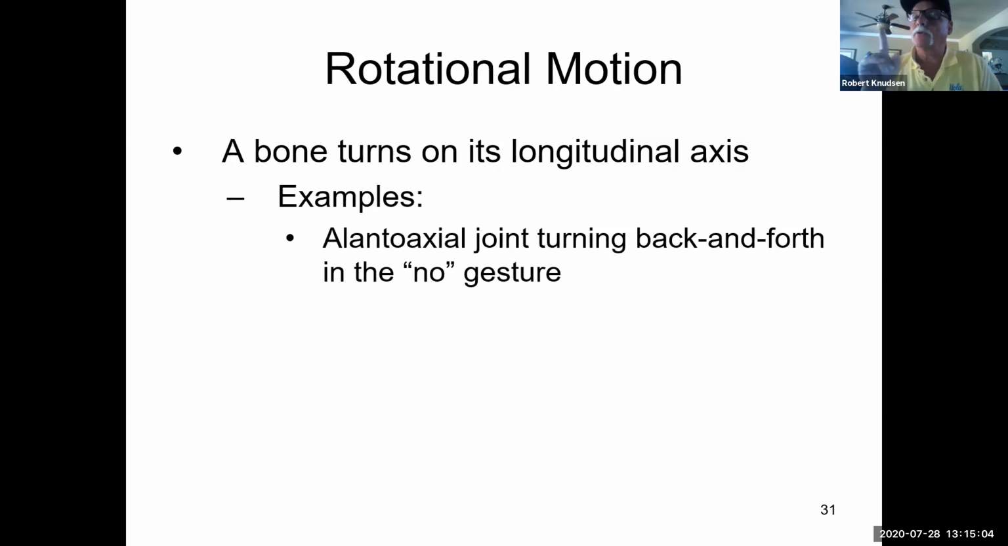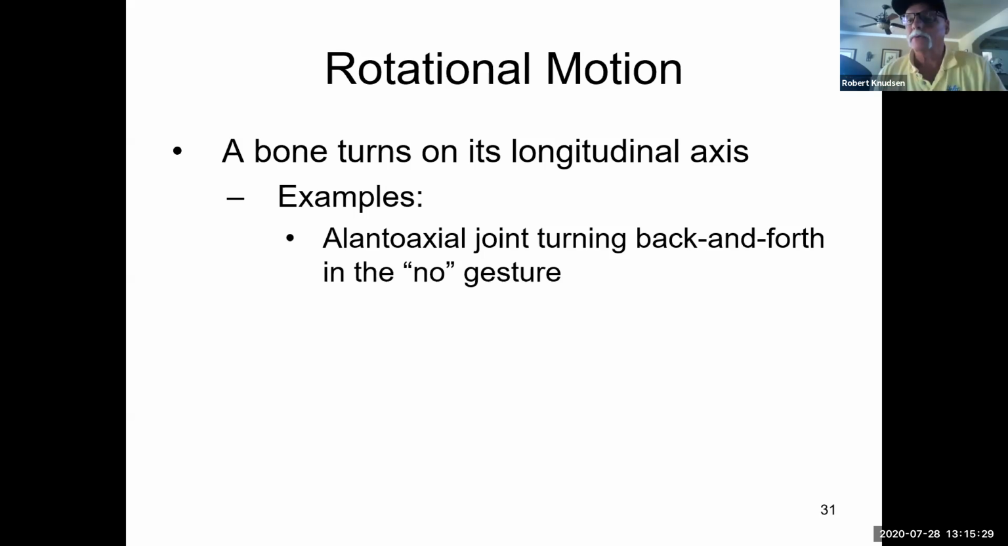Atlantoaxial joint. Your neck vertebra are called cervical vertebra. The very first one has a special name. Okay, it's called the atlas because the head rests on the atlas. The second one has a special name. It's called the axis. So what happens is, here's your axis, here's your atlas, and it does this.